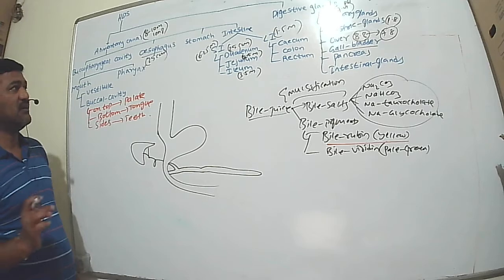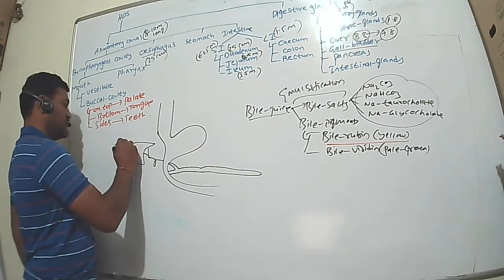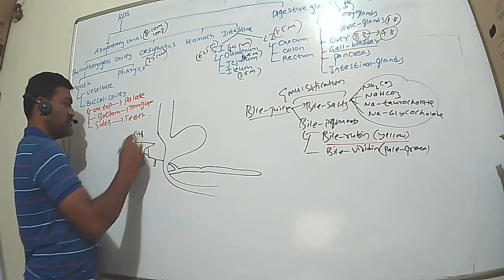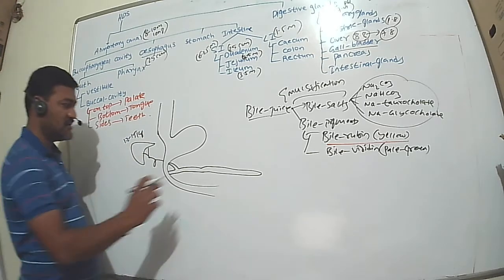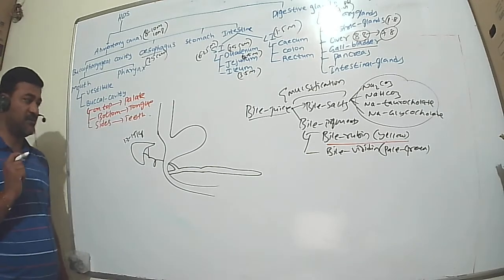Now, one more thing I forgot to tell you. Liver is the largest gland in our body. It's about 1.2 to 1.5 kg. The second largest gland is the pancreas. The smallest gland in our body is the endocrine gland, the pituitary gland.